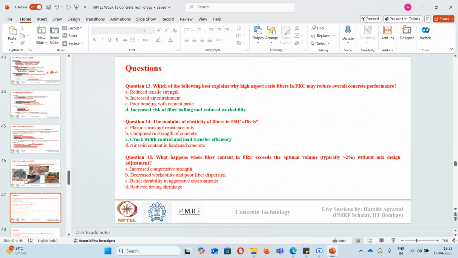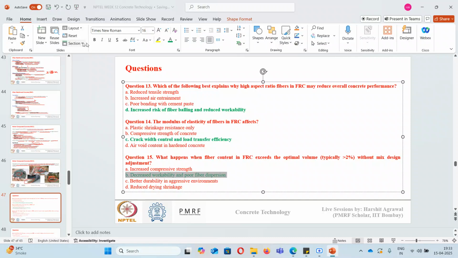Okay, so yes, the correct answer is B. As we have talked earlier, fiber affects the workability because it is a stiffer component in the concrete. So if we exceed the optimal volume without any adjustment like adding superplasticizer, it will reduce the workability and make mixing difficult, and this can lead to non-uniform dispersion of fiber and can degrade the performance of concrete. Okay.